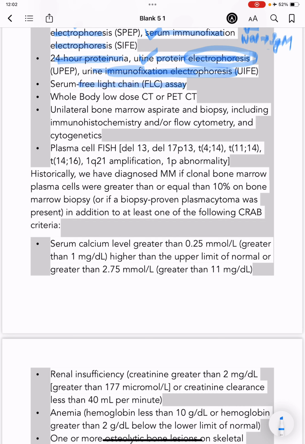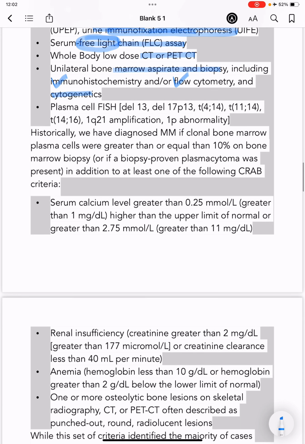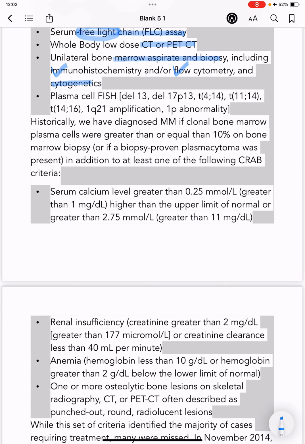Serum free light chain assay, and whole body low dose CT or PET CT scan, and then bone marrow aspirate and biopsy, including immunohistochemistry or flow cytometry, and also cytogenetics. And then we have fluorescent in situ hybridization, plasma cell FISH.